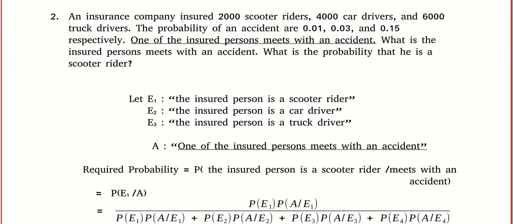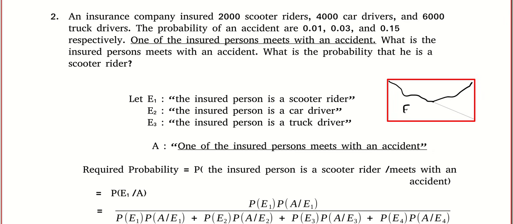So look at this. An insurance company, you can read it, I'll explain. I've read this question so many times, so I know this given event, please read the question, otherwise you won't understand, can be split into 3 parts. E1 means the insured person is a scooter rider, E2 car driver, E3 truck driver. And the common part is the insured person meets with an accident.